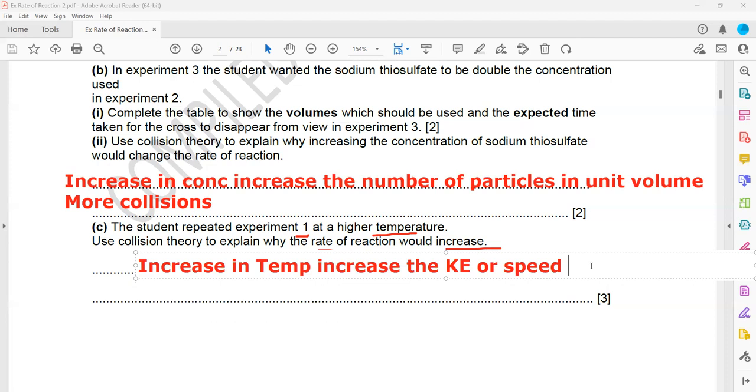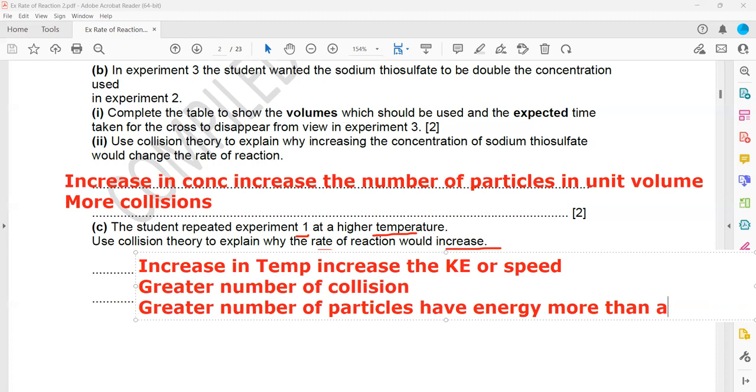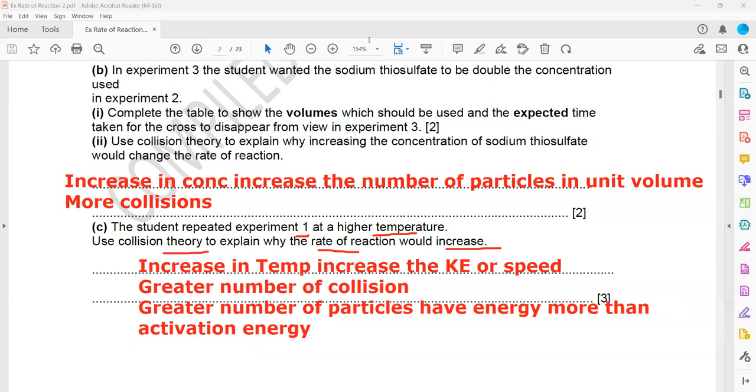Then as a result, there will be a greater number of collisions or successful collisions. And the third point is a greater number of the particles have energy more than the activation energy. So these are the points you will always include. The same question, sometimes you will find it's 3 marks, sometimes it's 4 marks. When it is 3 marks, we write the same answer as for 4.